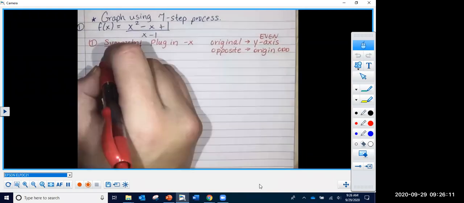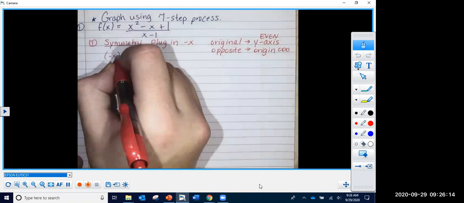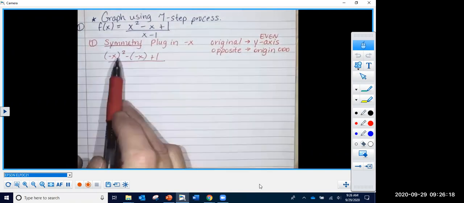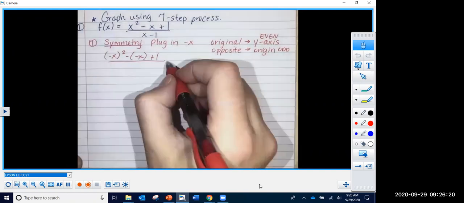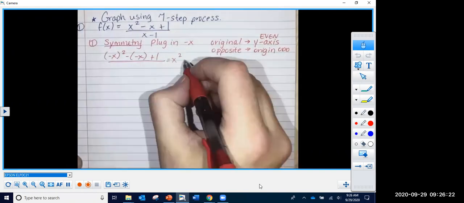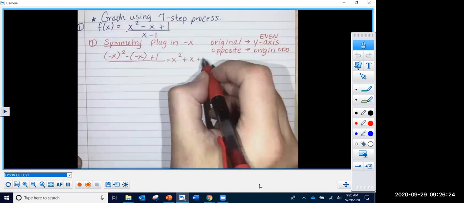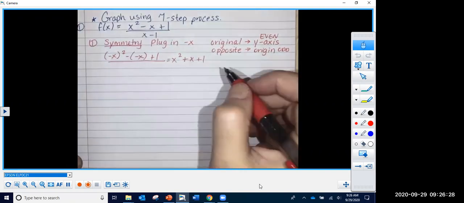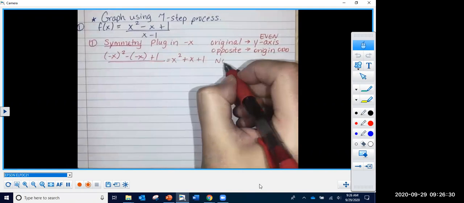But I can show you if you want me to. So negative x squared minus negative x plus 1. I can already see on the top that x squared is going to stay x squared. This becomes plus x and then plus 1. So some of my signs changed, some of them didn't. So it has no symmetry.